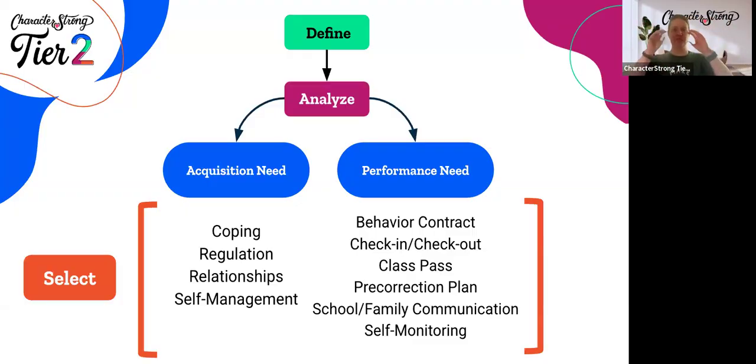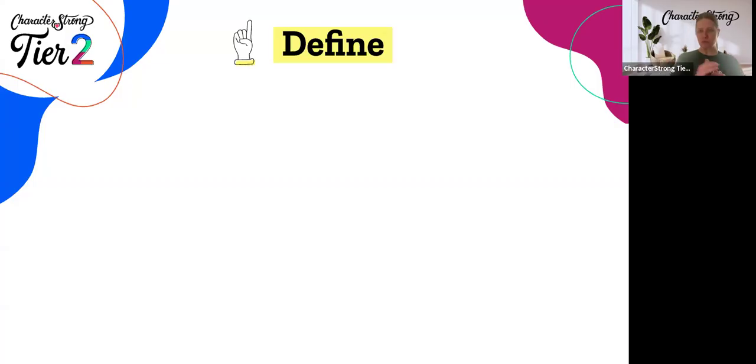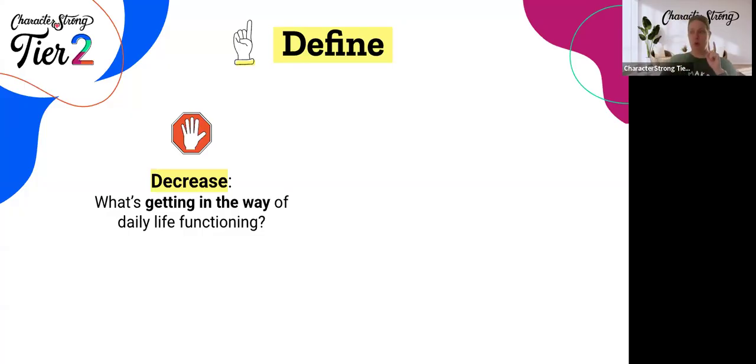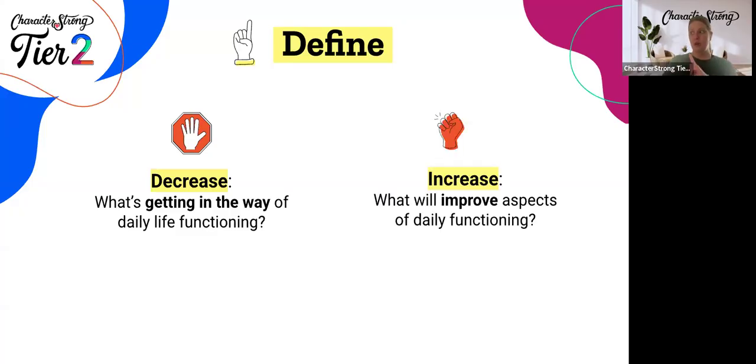So the flow looks like this. Define the need first, analyze and figure out why it exists. Based on the type of need, we select a support, and I'm going to go through this for you. So that first part is define. What we are defining here is first, what's getting in the way of that student's functioning? What do we need to decrease? The second thing is, what do we need to improve for that student? What is going to help with their daily functioning? So what skills or behaviors do we need to increase?